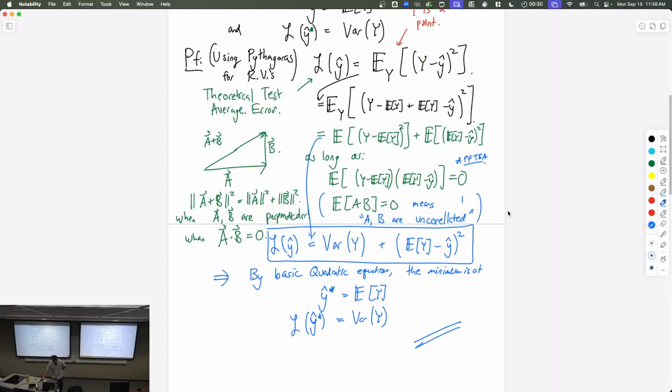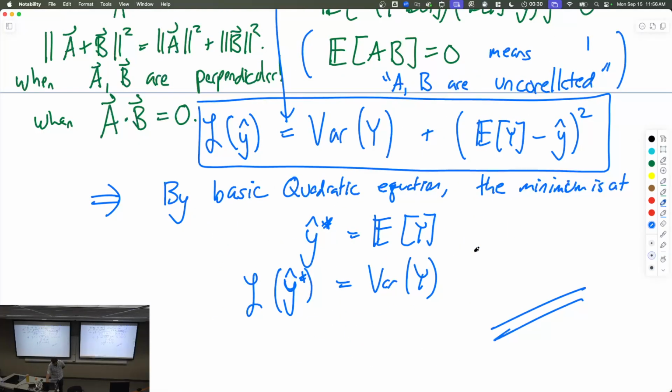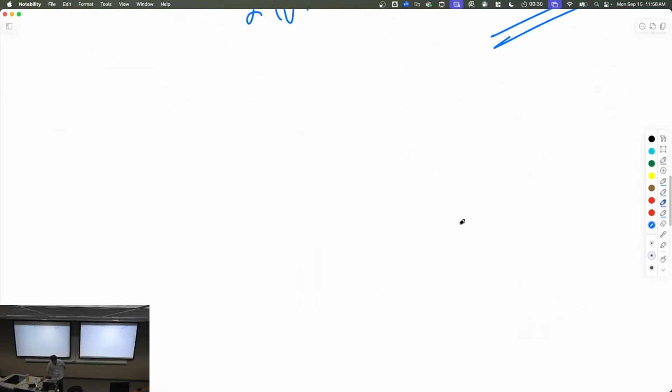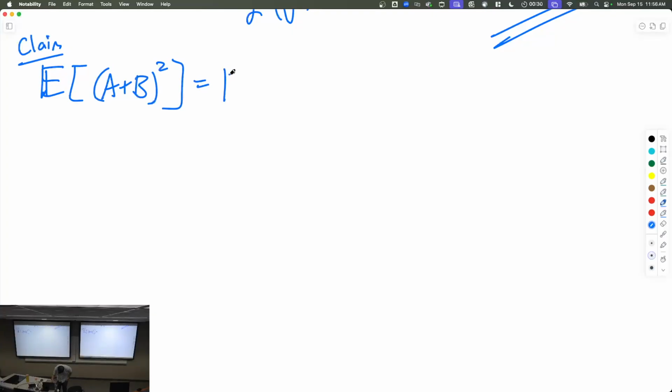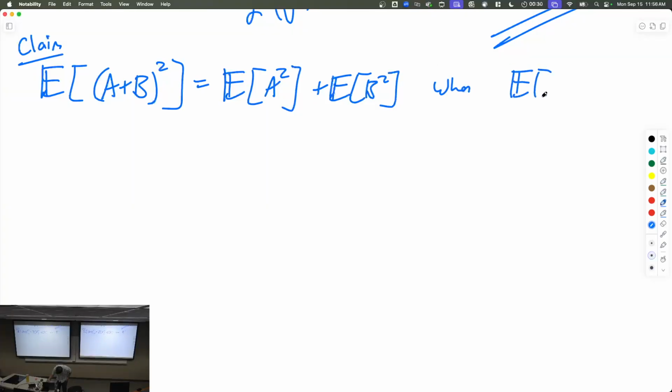Okay, let me prove the Pythagorean theorem. Very simple proof. The claim is that the expected value of (a plus b) squared is equal to the expected value of a squared plus the expected value of b squared, when the expected value of the product ab equals 0, that is, when they are uncorrelated.